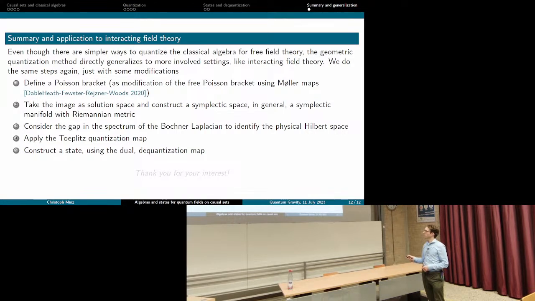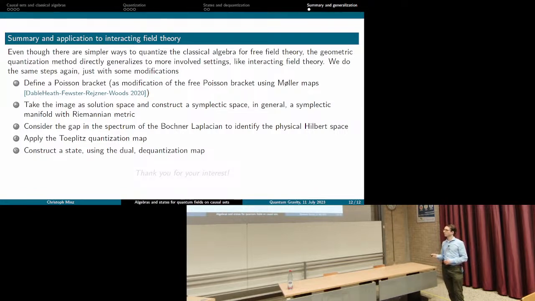So you can take again the image of the solution space, and then define a symplectic space. In the case of the interacting field theory, of course, this symplectic space is now a symplectic manifold. So it's a bit more complicated, but we can still use the spectral condition we have seen to single out the physical Hilbert space. This is what the Bochner Laplacian is used for, and then we can go to this physical Hilbert space and use the projector to that to define our quantum algebra.